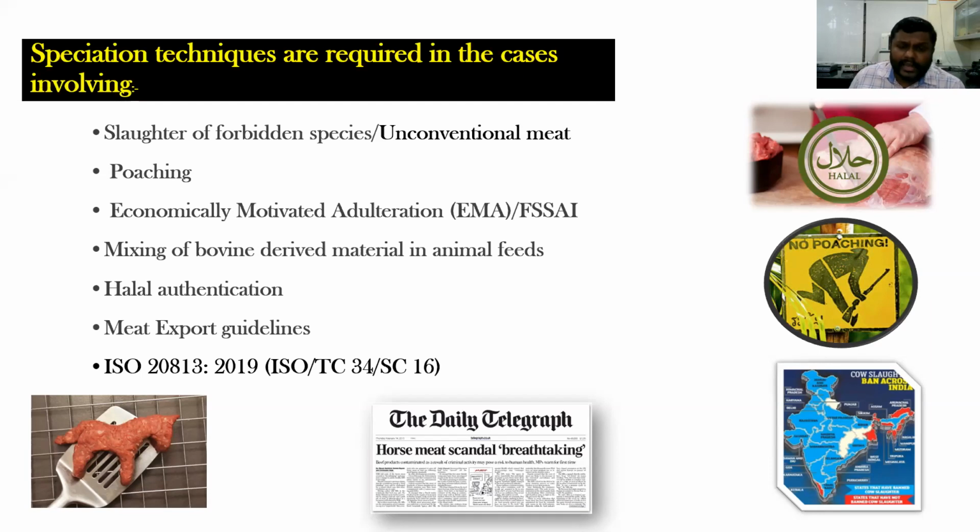Then another area from which we are getting samples is meat export. We have export guidelines, and we can export only buffalo meat.